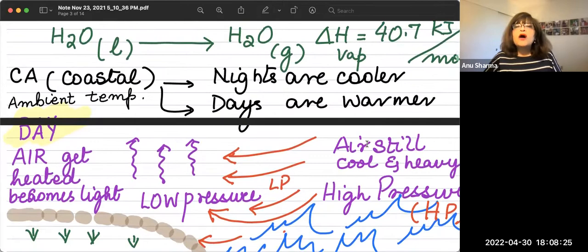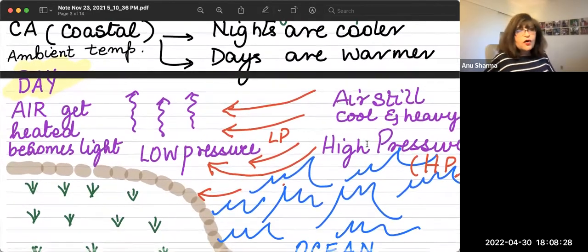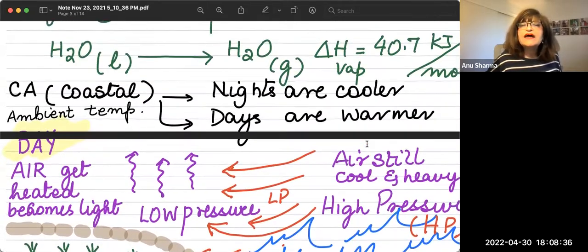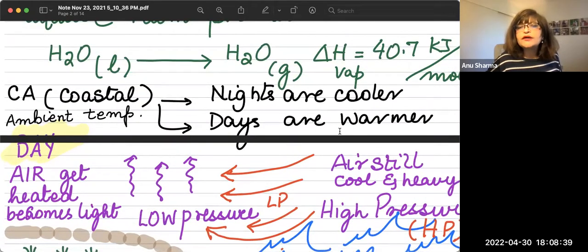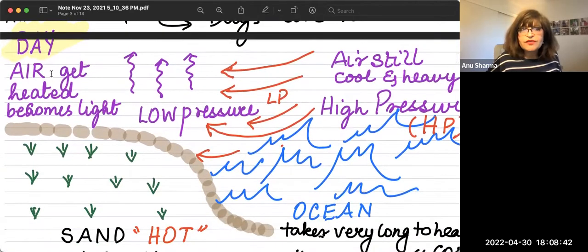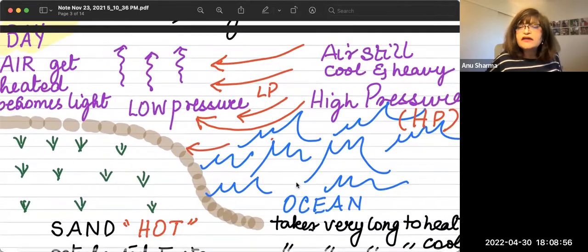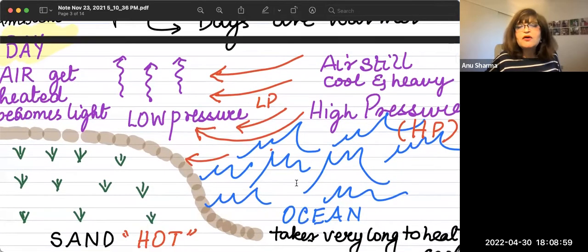Now let's look at why we have ambient temperatures on coastal California. Why does coastal California enjoy ambient weather, where the weather is always nice? What happens is that the nights are cooler and the days are warmer. So how does this happen? During the daytime, when the sun is shining, the sand, which is made up of silica, or the land, which is made up of silica, gets hot. And the water should also get hot, but it gets hot slowly. Sand gets heated up quickly, water gets heated up slowly. The same amount of heat is going to both, but the heat capacity of the sand and the water is different.